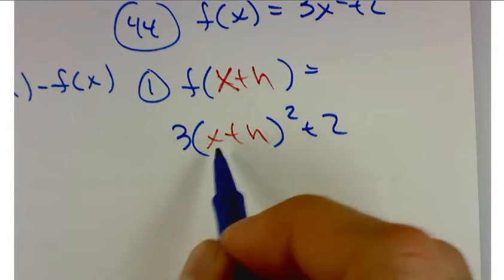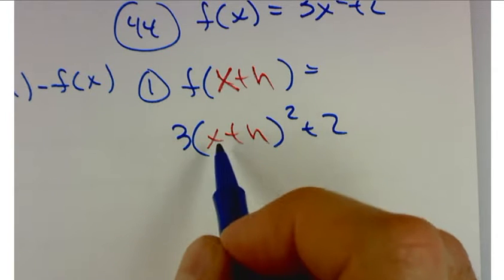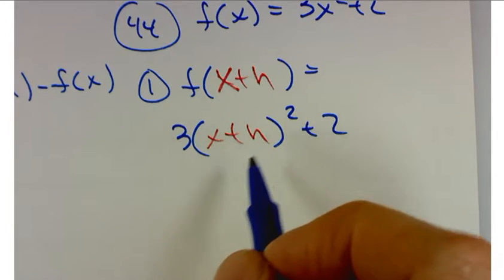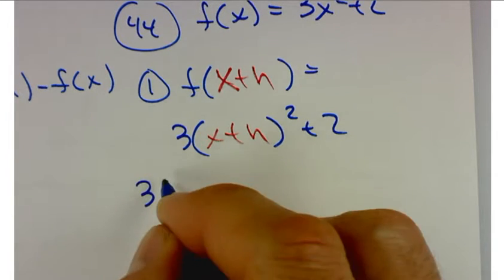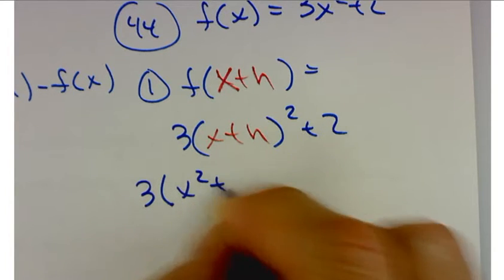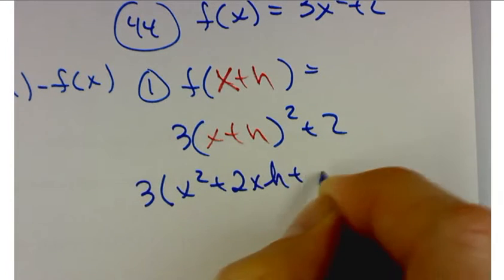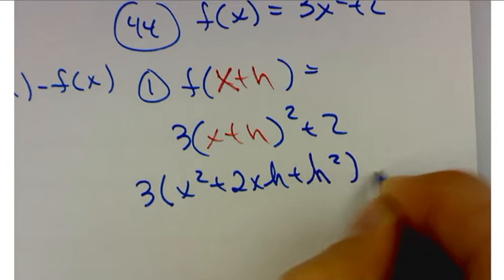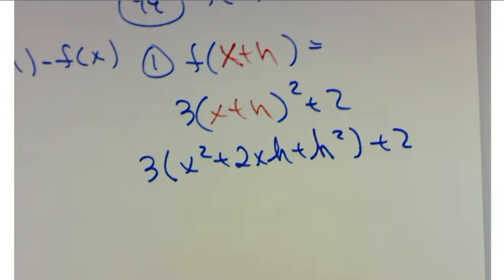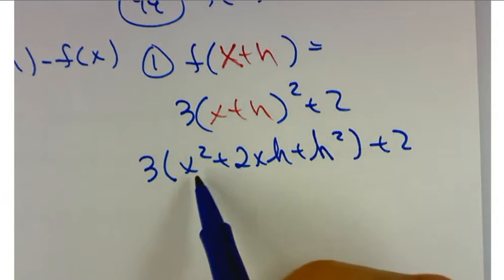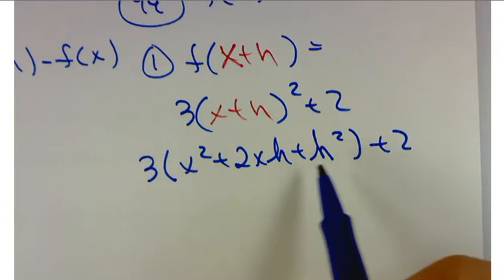Now to square this, please don't just go x squared plus h squared. It doesn't work that way. You have to FOIL it out. Now I'm not going to take the time here because we're running low on time. But when you FOIL it out, you're going to get x squared plus 2xh plus h squared.